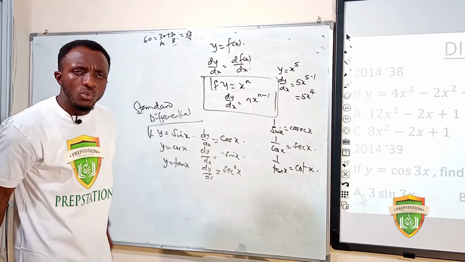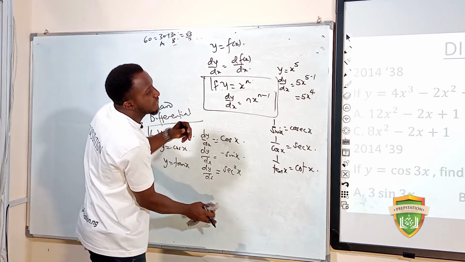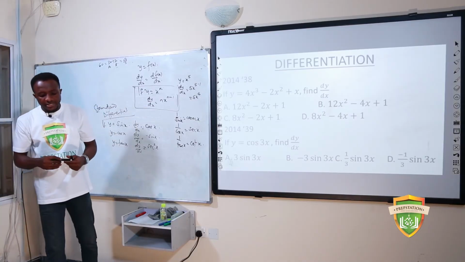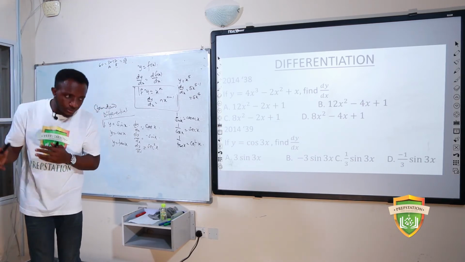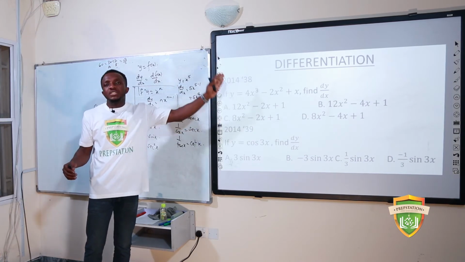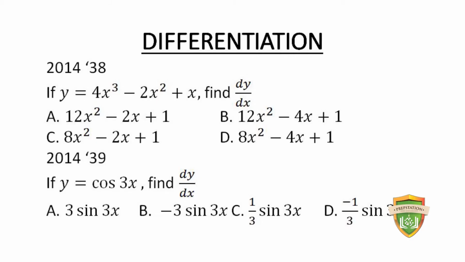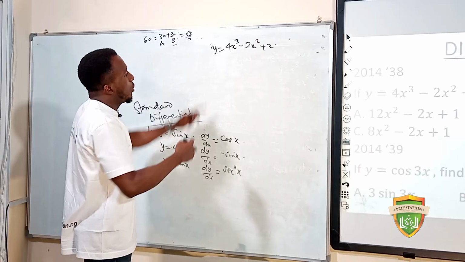So we go straight to solving questions, quickly, for want of time. Let's have the first question. If you're told to differentiate a function, and the function is a polynomial, you differentiate each term separately. Please look at that question. The first one says, if y is 4x cubed minus 2x squared plus x, find dy/dx. What it means is that we should differentiate y with respect to x.